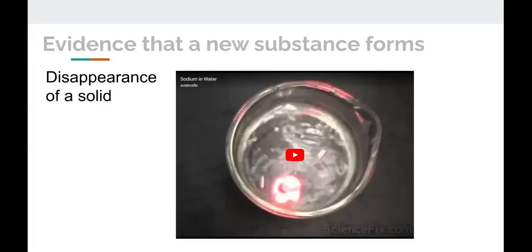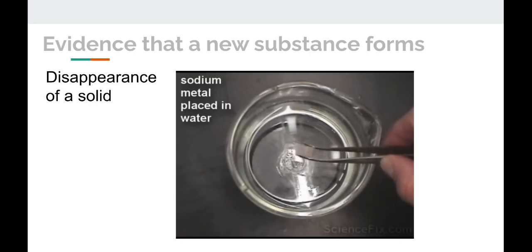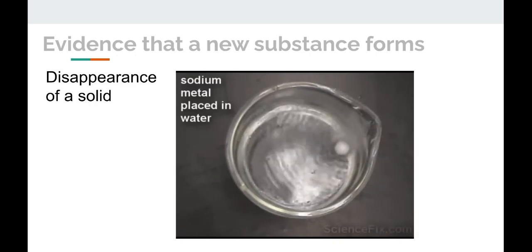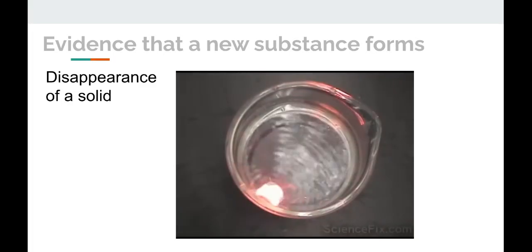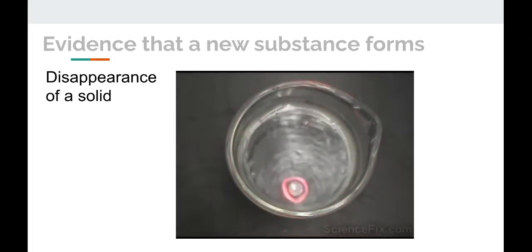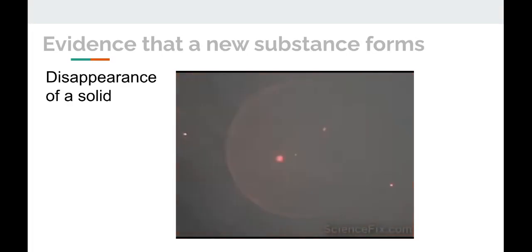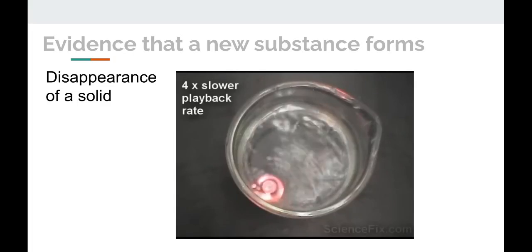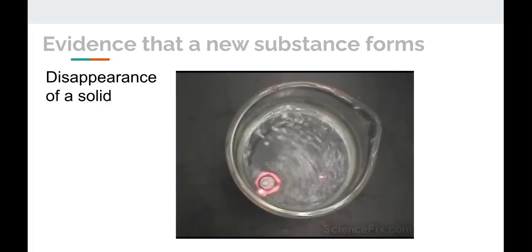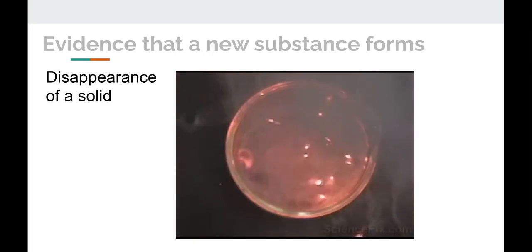Another evidence of a chemical change is the disappearance of a solid. This video shows a piece of sodium being put in water. And this piece of sodium lights on fire actually, and it's zipping around the surface of the liquid. And now the solid is gone. Now it didn't dissolve in the water like sugar or salt or something like that would. We didn't see just a gradual disappearance of that solid that's otherwise explained. This is a chemical change that was taking place.